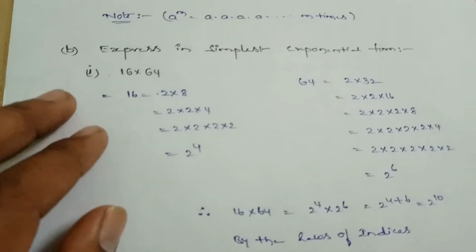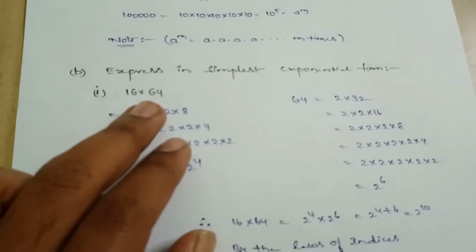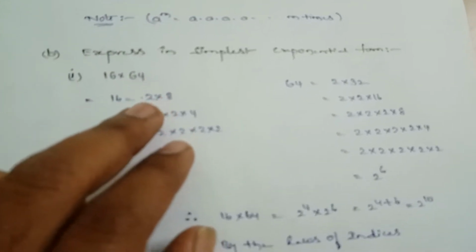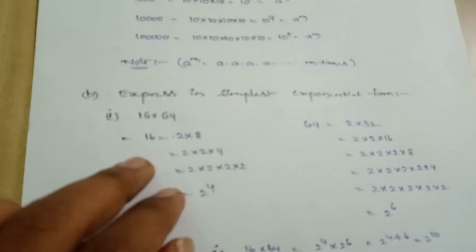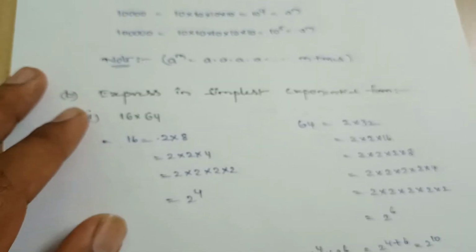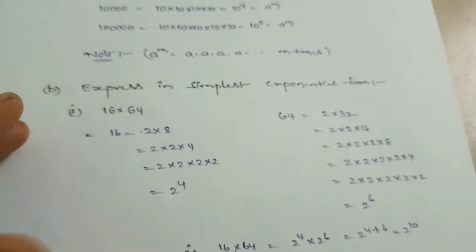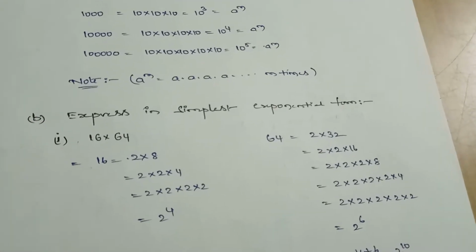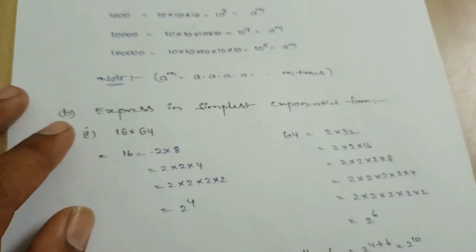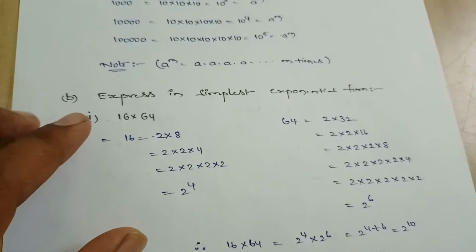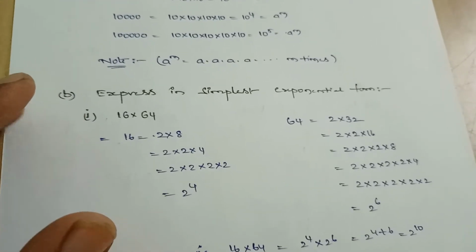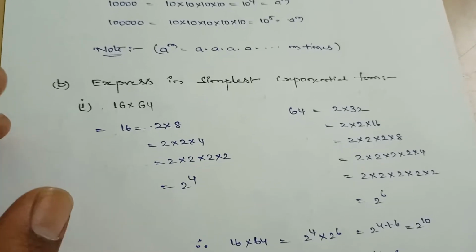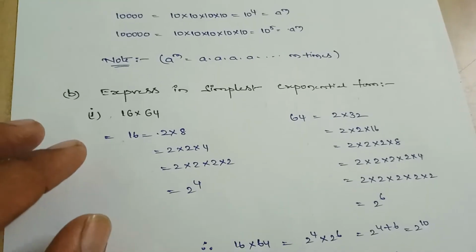Coming to B section, express in simplest exponential form. Here, what is the difference between the previous sum and this sum? In the previous sum it was given in terms of tens, hundreds and thousands, but here they give a certain number, and we need to simplify and express it in exponential form.